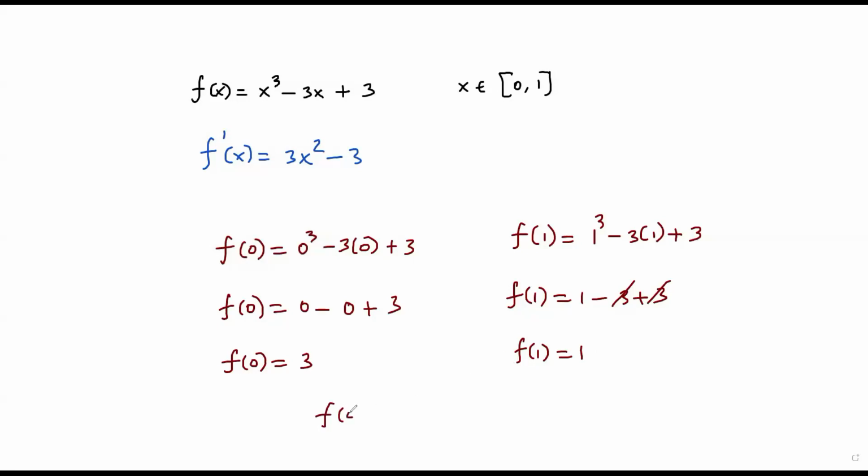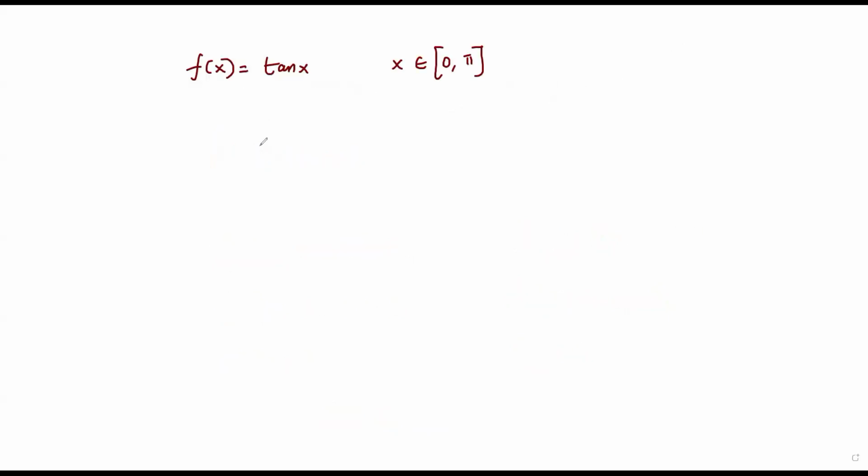So here, f of 0 and f of 1 are not equal. We get different values for f of 0 and f of 1. So the third condition of Rolle's theorem is not met. So Rolle's theorem does not hold for the given function. Okay, let's look at one more example.